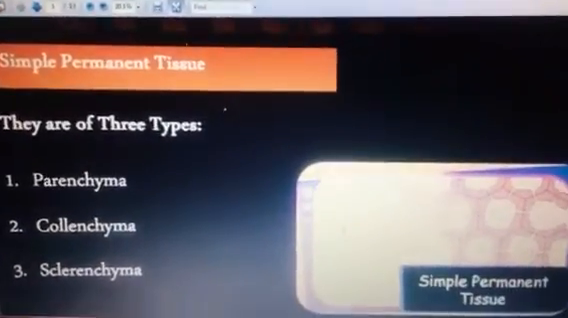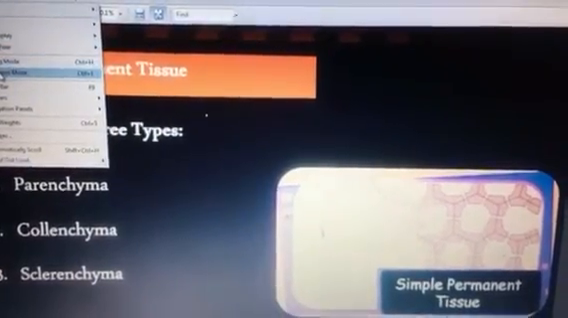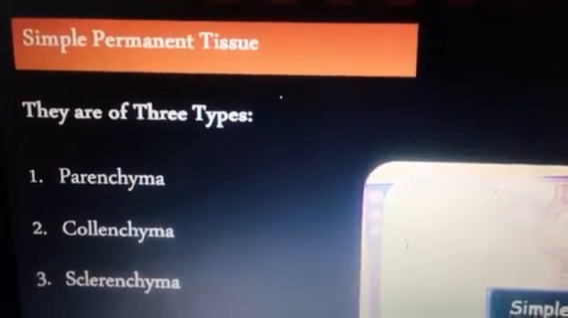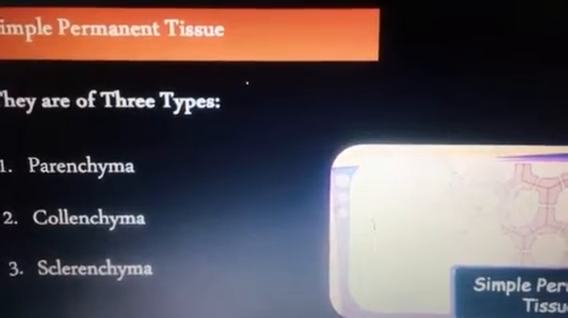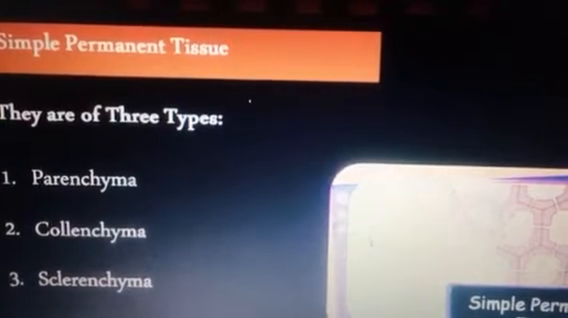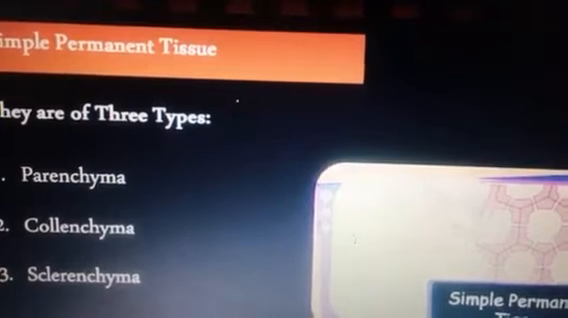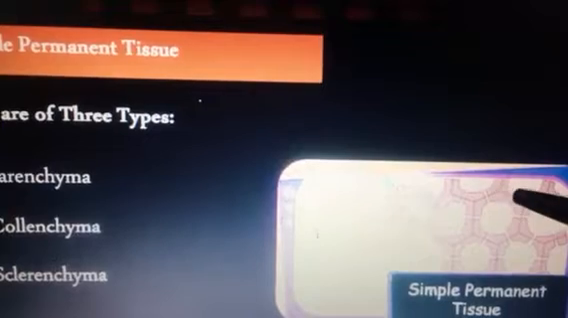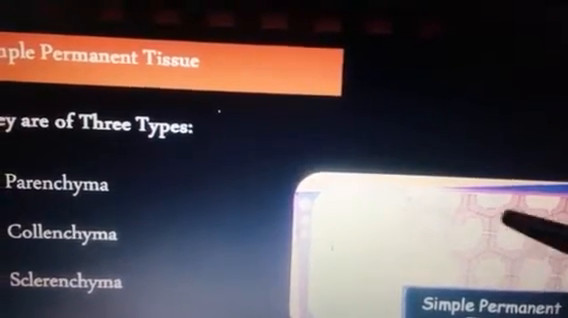Going to the simple permanent tissues. Now these permanent tissues are of three types: parenchyma, collenchyma, and sclerenchyma. When you look closely at their structure, parenchyma cells are round and have a lot of intercellular spaces. Collenchyma has a certain type of thickening around the cell membrane, and sclerenchyma has a lot of thickening.